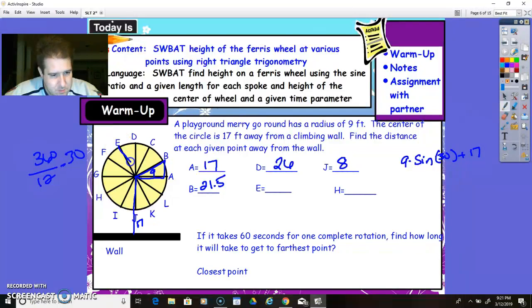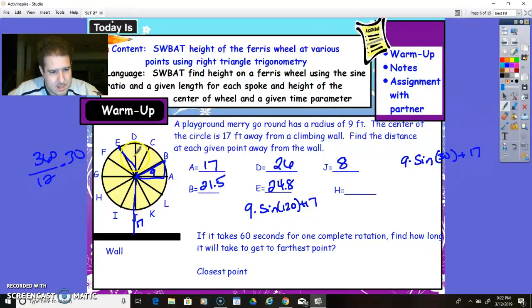E is this position right here, which would be 30, 60, 90, 120. So I can do 9 times sine of 120 plus the center height. Keep in mind, I could have also used 9 times sine of 60 because C has the same height as E. I chose 120 for E, but 60 would have been the exact same thing. Plus the center height, which gives 24.8.